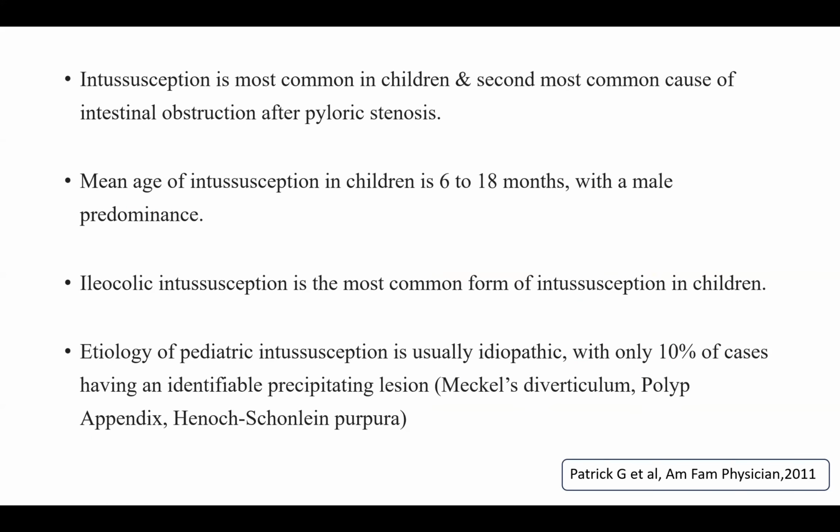Intussusception is most common in children, and it is the second most common cause of intestinal obstruction in children after pyloric stenosis. It is usually at the age of 6 to 8 months with a male predominance. In children, ileocolic intussusception is the most common form. In the pediatric age group, it is usually idiopathic, with only 10% of cases having precipitating lesions such as Meckel's diverticulum, polyp, appendix, or Henoch-Schonlein purpura.